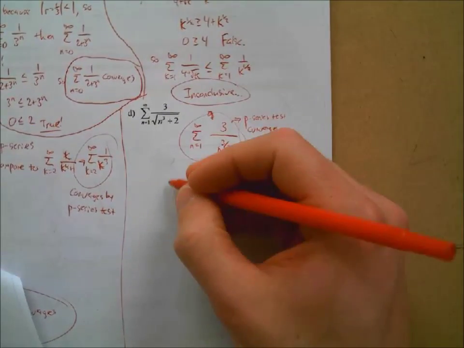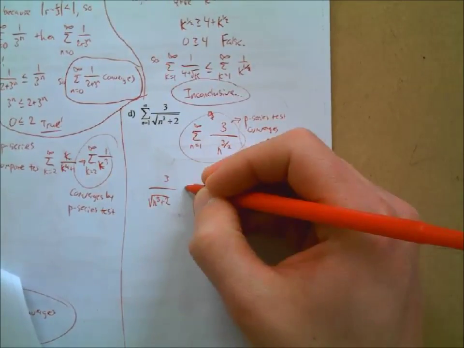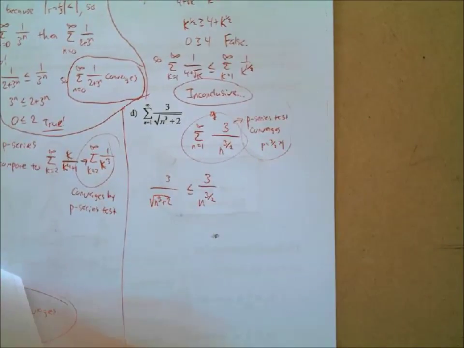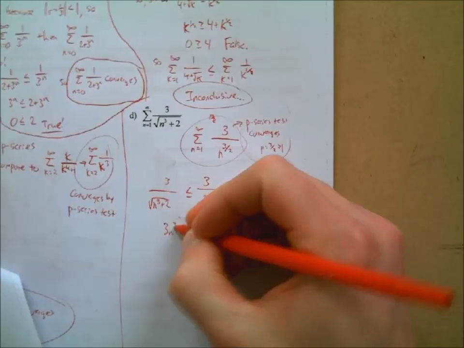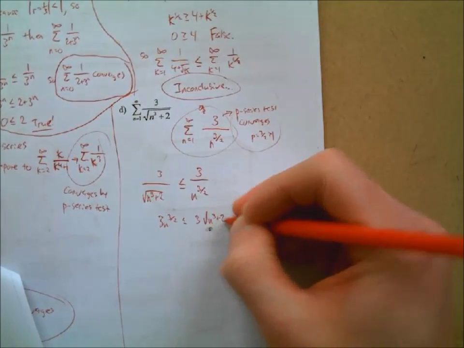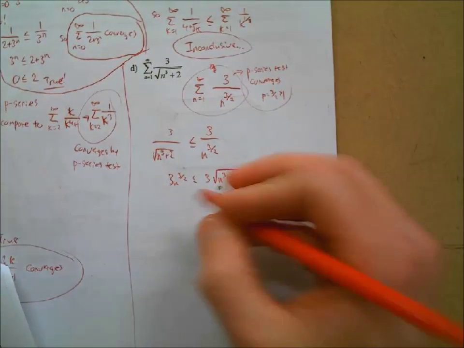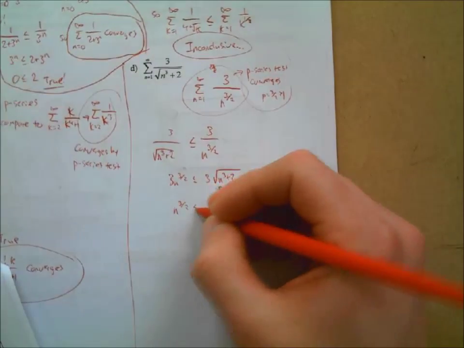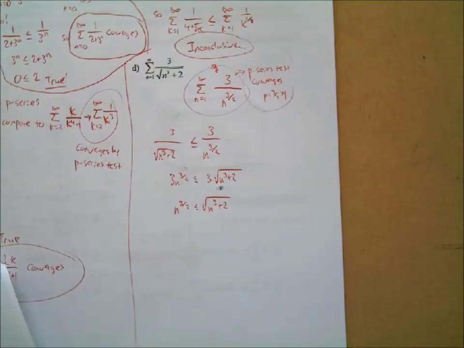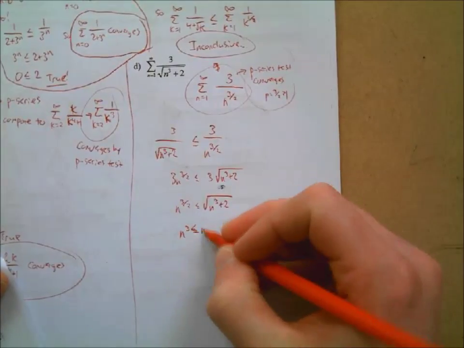So let's set it up. 3 over the square root of n cubed plus 2. We want it to be less than or equal to 3 over n to the 3 halves. Again, cross multiply: square root of n cubed plus 2. To continue, we can divide both sides by 3, so we end up with n to the 3 halves is less than or equal to the square root of n cubed plus 2. How can we proceed from here? Well, we could square both sides, for example. We'll end up with n cubed is less than or equal to n cubed plus 2.